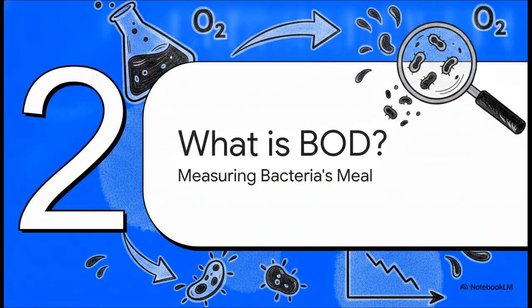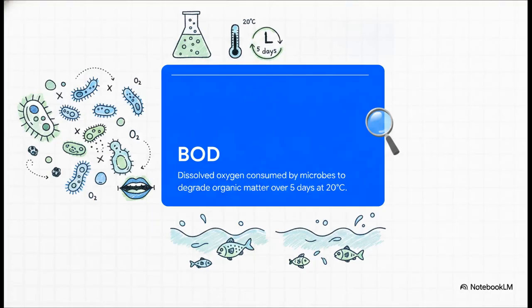What is BOD? BOD stands for biochemical oxygen demand. Simply put, this metric measures the exact amount of dissolved oxygen that live microorganisms consume while they're biologically breaking down organic matter. Think of it strictly as a measurement of what bacteria can eat. The standard test measures this over a period of exactly 5 days at a highly controlled 20 degrees Celsius. Keep in mind, it doesn't capture everything in the water, only the stuff that's biologically degradable.